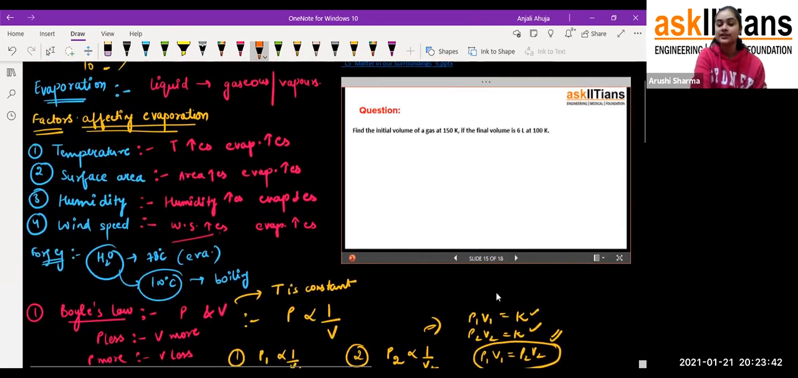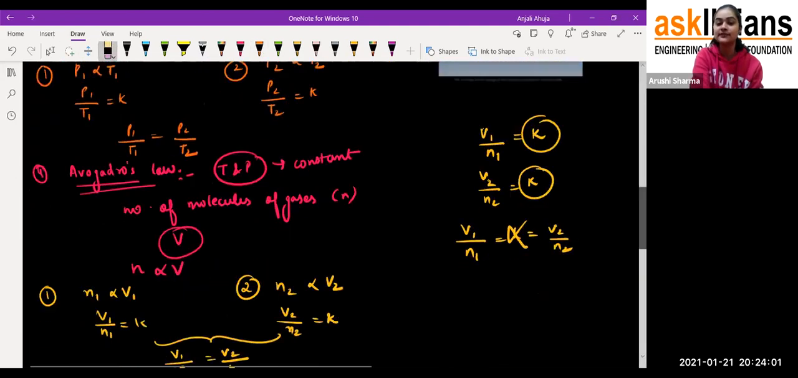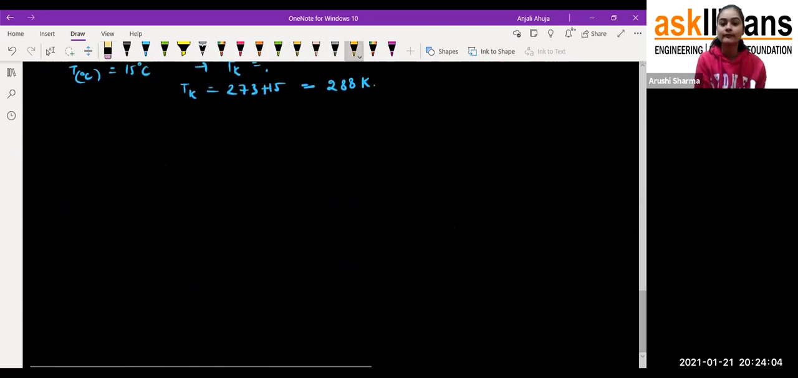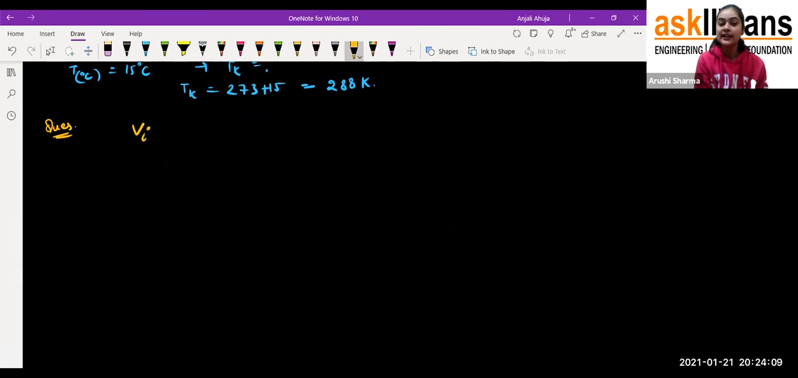Okay, now next question. Find the initial volume of a gas at 150 Kelvin if the final volume is 6 L at 100 Kelvin. So you can see we have to find the initial volume. They have given the 150 K temperature, and the final volume and the final temperature. So I'm writing Vi, which we have to find out. Ti is given as 150 Kelvin, Vf is 6 liter, and Tf is 100 Kelvin.